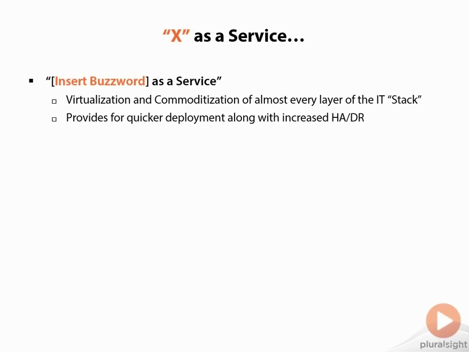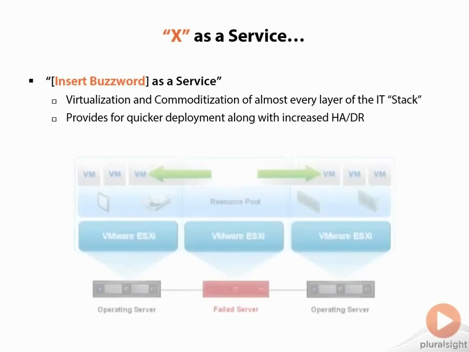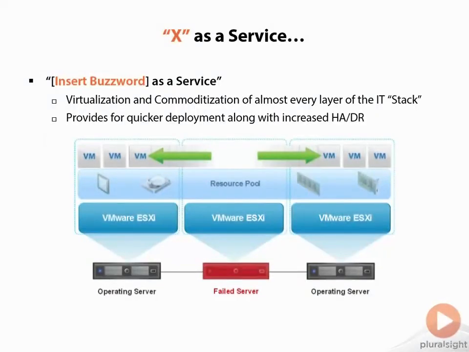And we're providing that quicker deployment and that increased HA or DR, right? HA is high availability, DR meaning disaster recovery. So we have the ability to spin up a number of servers. We talked about the VMware example previously, where we have a couple ESX clusters, right? Here we have a failed server in the middle. We have three different stacks, three different clusters, three different ESX clusters. We have a failed server in one.